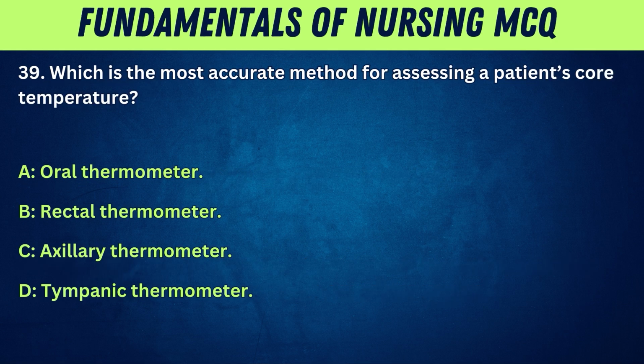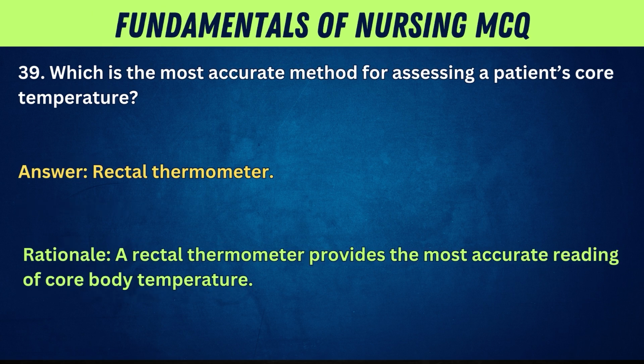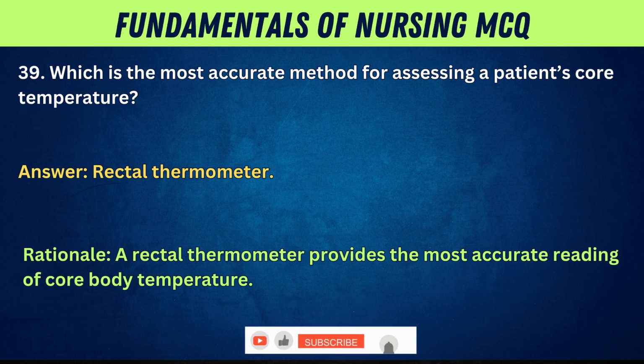39. Which is the most accurate method for assessing a patient's core temperature? A. Oral thermometer. B. Rectal thermometer. C. Axillary thermometer. D. Tympanic thermometer. Answer: Rectal thermometer. Rationale: A rectal thermometer provides the most accurate reading of core body temperature.